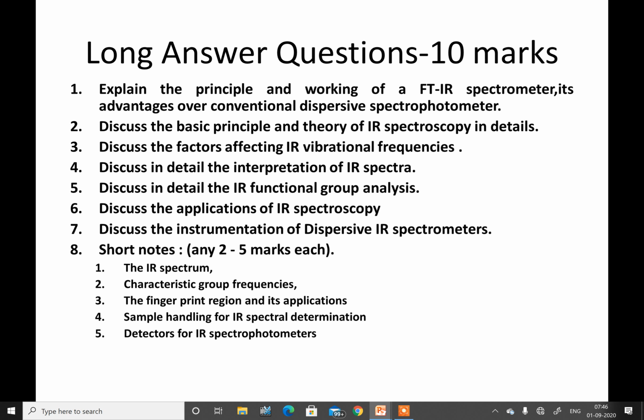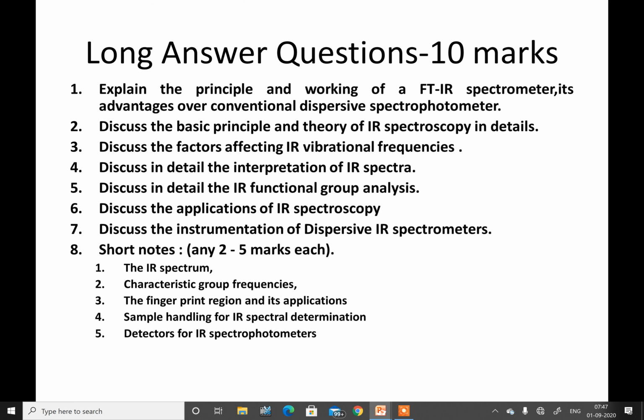And there are certain long answer questions. Explain the principle and working of FTIR spectrophotometer, its advantage over conventional dispersive spectrophotometer. These are all 10 marks questions. So you have to go in details with diagrams. Discuss the basic principle and theory of IR spectroscopy in details. Discuss the factors affecting IR vibrational frequencies. Discuss in detail the interpretation of IR spectra. Discuss in detail the IR functional group analysis. Discuss the applications of IR spectroscopy. Discuss the instrumentation of dispersive IR spectrophotometers.